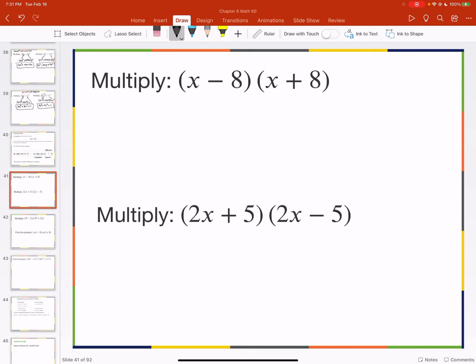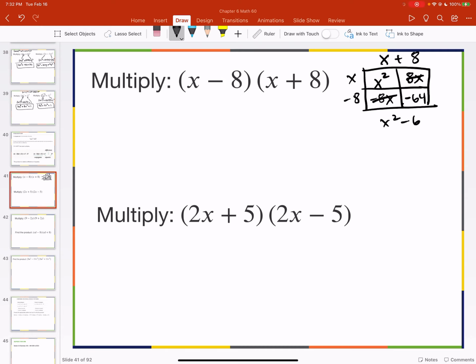The reason that it works is because when you use a box or FOIL, the middle terms always cancel out. I'll just show you one with the box so that you can believe me. So you have x minus 8, x plus 8. Let's fill this in. x squared here, this is going to be positive 8x. This will be negative 8x. And the last one will be minus 64. These cancel out, so you get x squared minus 64.